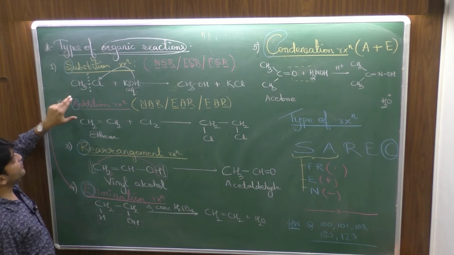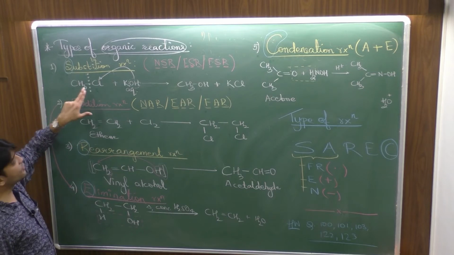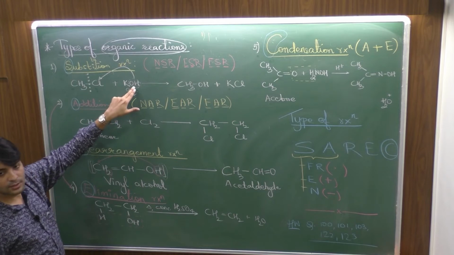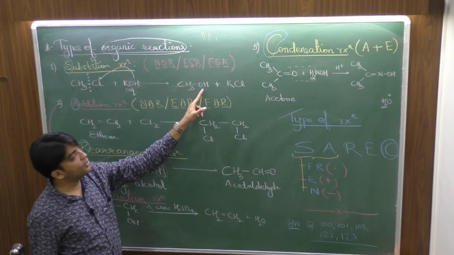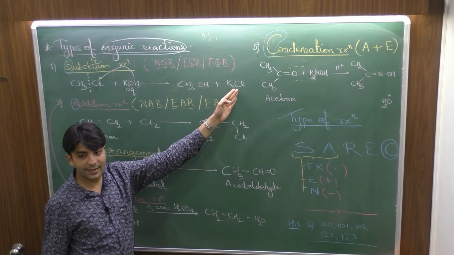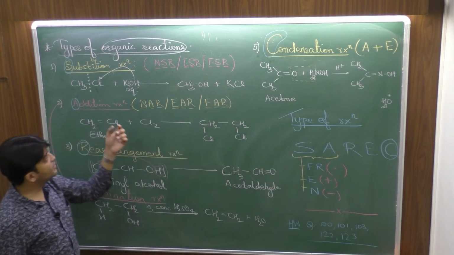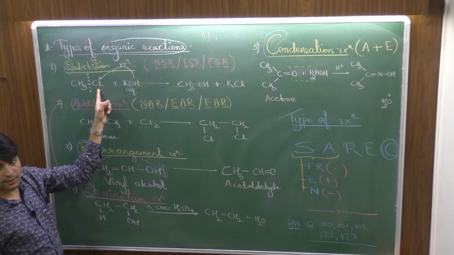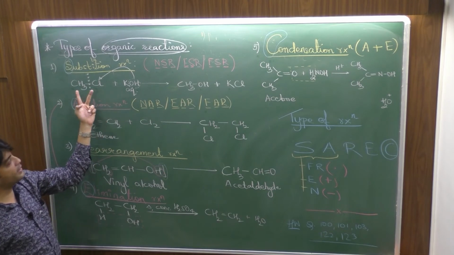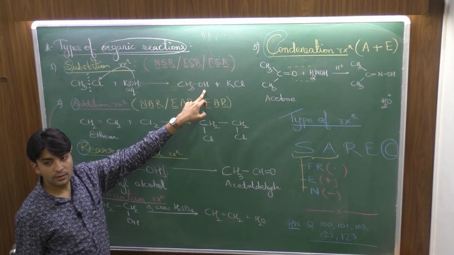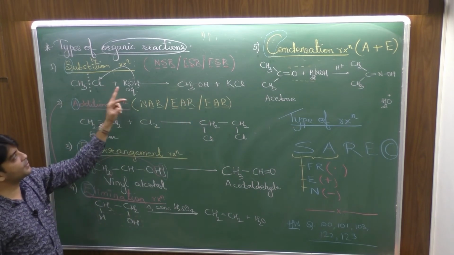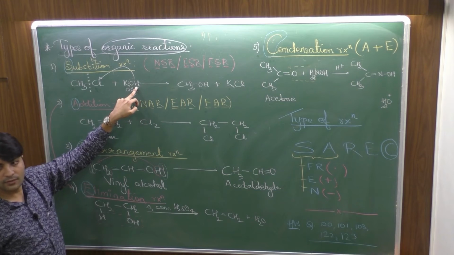Substitution reaction. I have an example of CH3Cl, methyl chloride, being reacted with aqueous KOH to give methyl alcohol and the byproduct KCl. In this reaction you observe that OH from the KOH substitutes the Cl, thereby converting a chloride into an alcohol. This type of reaction, when one functional group gets substituted by another functional group, is called a substitution reaction.